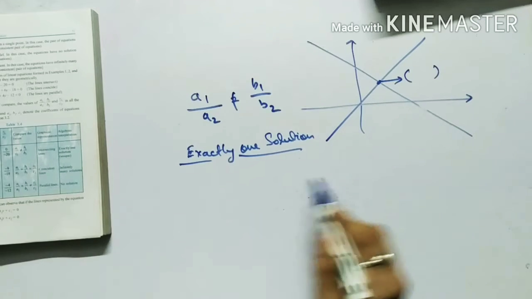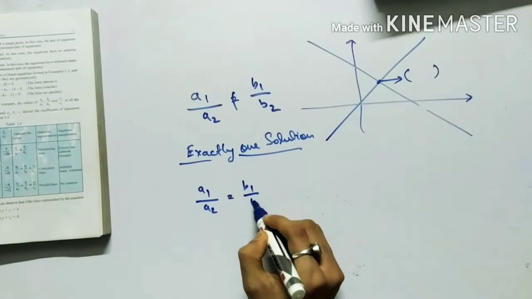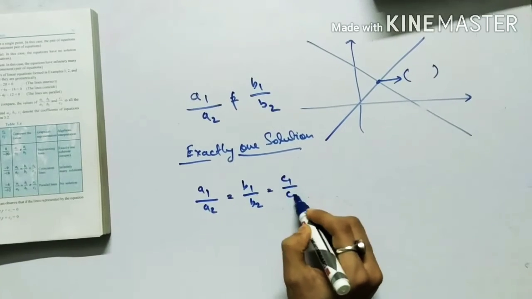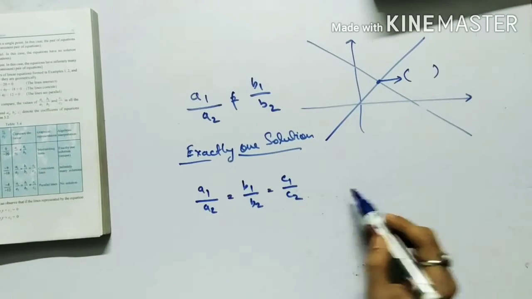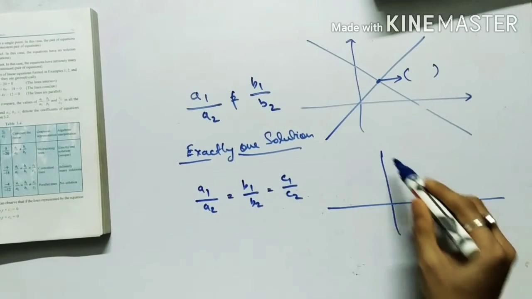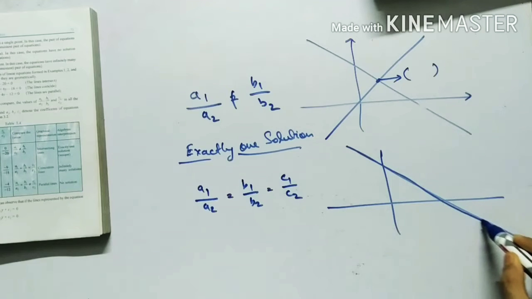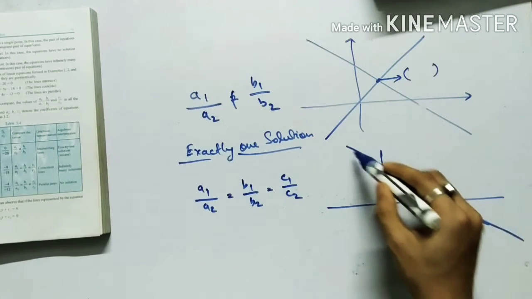Next, if a1 by a2 is equal to b1 by b2 is equal to c1 by c2, that means their graphical representation will be coincident lines. They will be coincident lines.